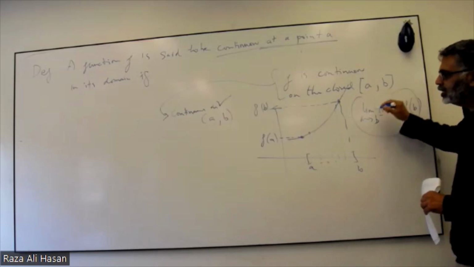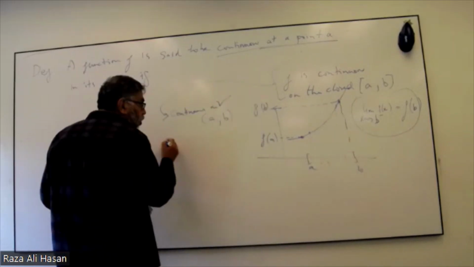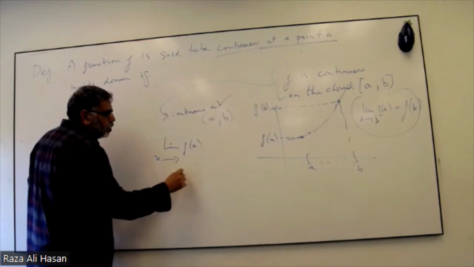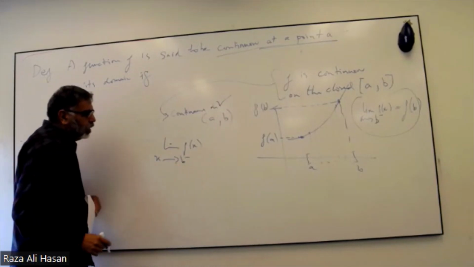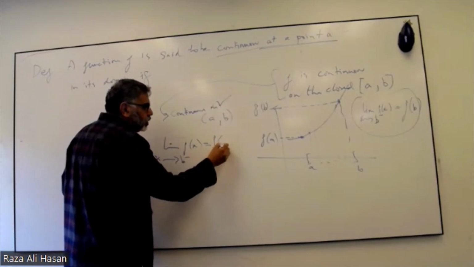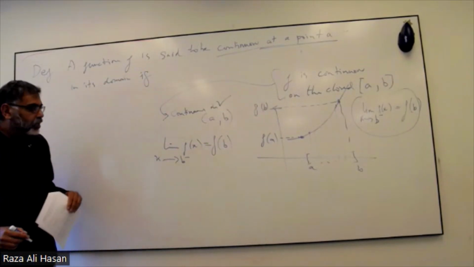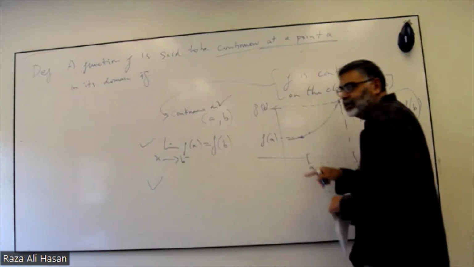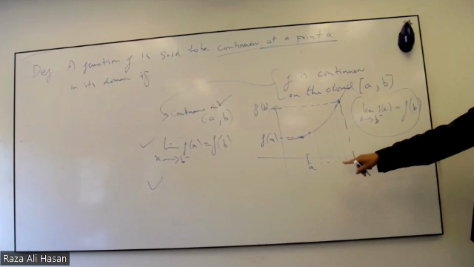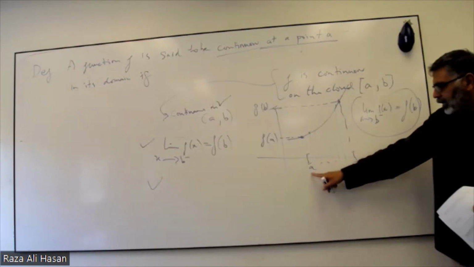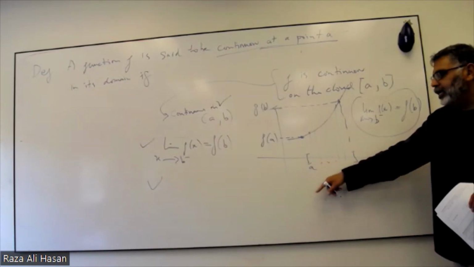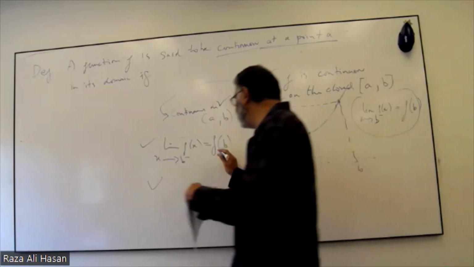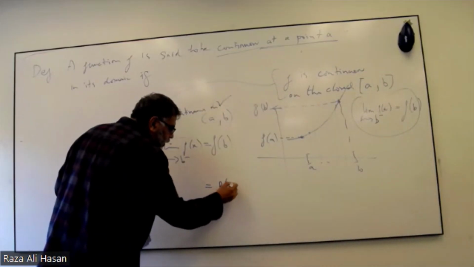So this is the second thing. We have to check if the limit of f(x) as x goes to the right endpoint equals the function value at the right endpoint. If this is true, then the next thing we have to check is this guy here. Is the function defined at A? Does it have a value? Yes, so this exists. The right-hand side exists.